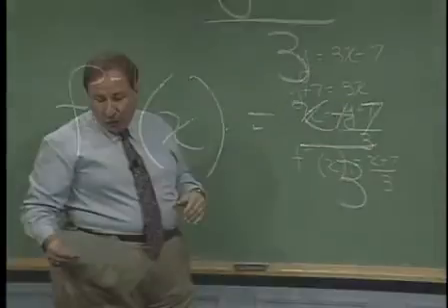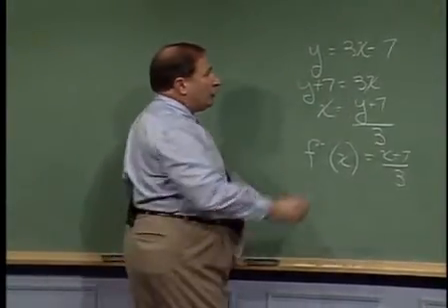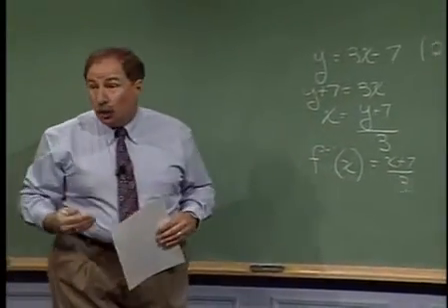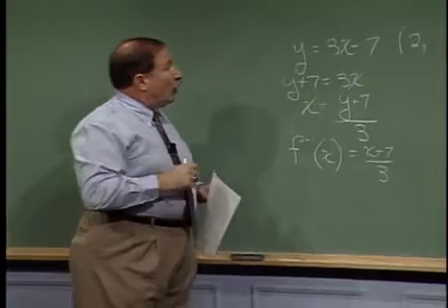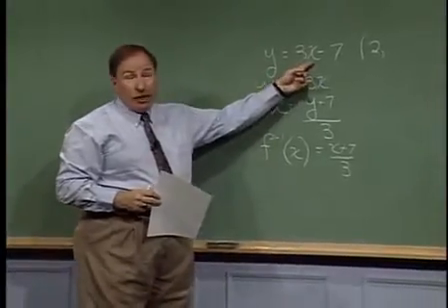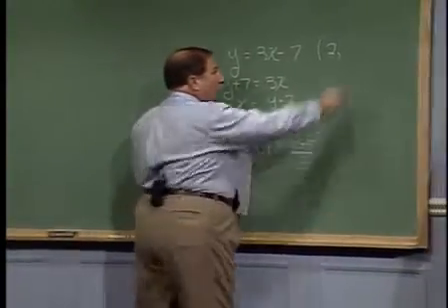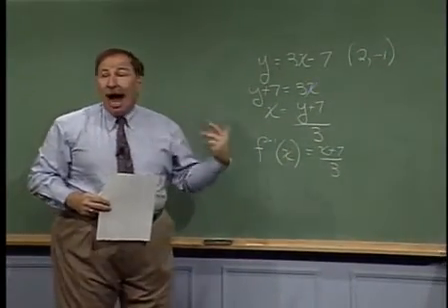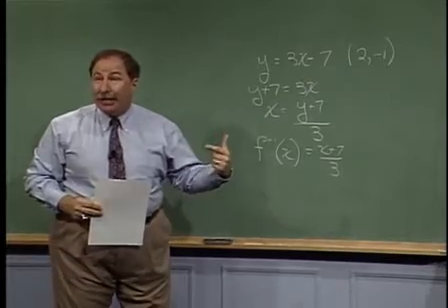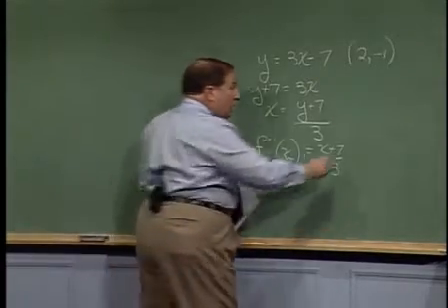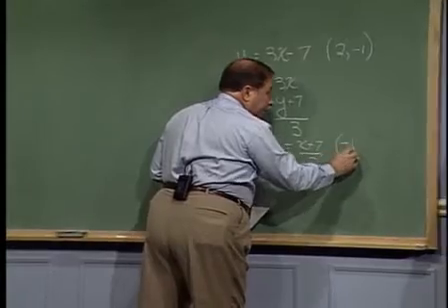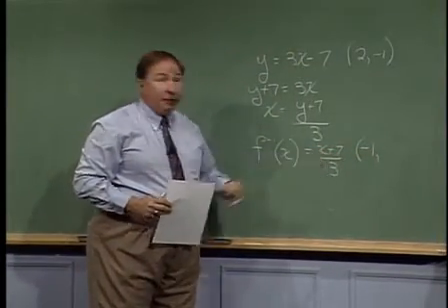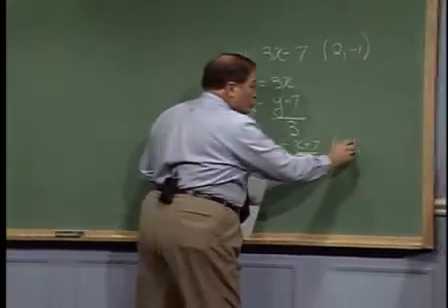In fact, let's take a look at an example. Let's go back to the original function and put in a 2. Ordered pair, x is 2. When I put in a 2, what do I get out? Well, 3 times 2 is 6, minus 7 is -1. Now remember, the inverse function is the opposite. I'm going to put in the answer and get the question. So here I'm going to put in -1. -1 plus 7 is 6, divided by 3 is 2.